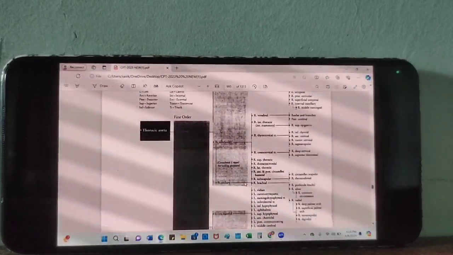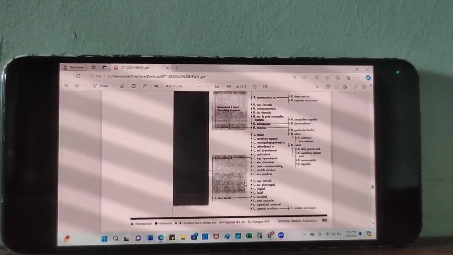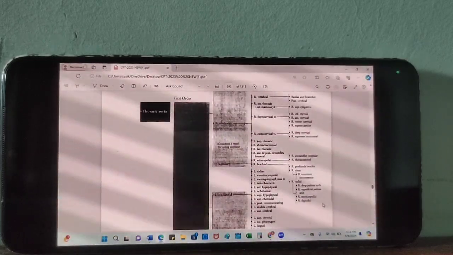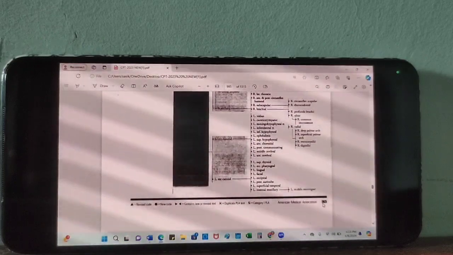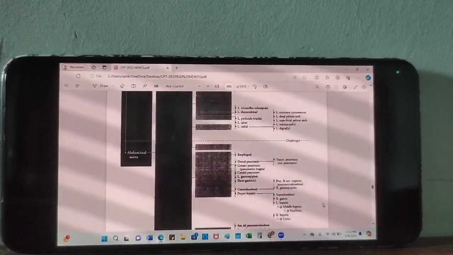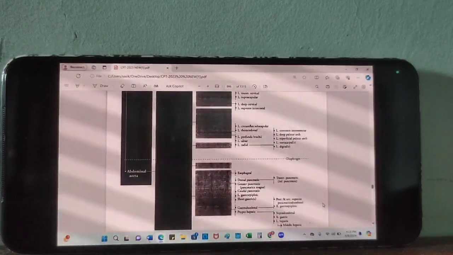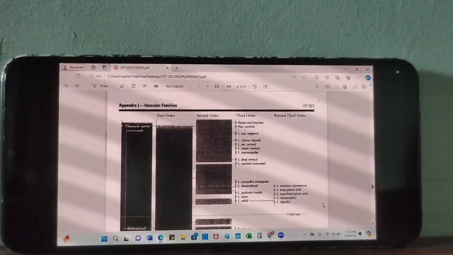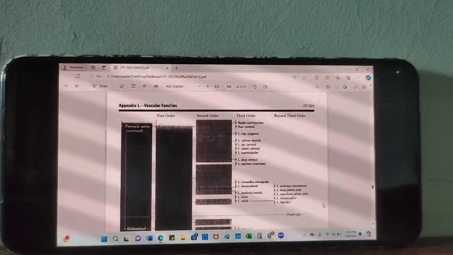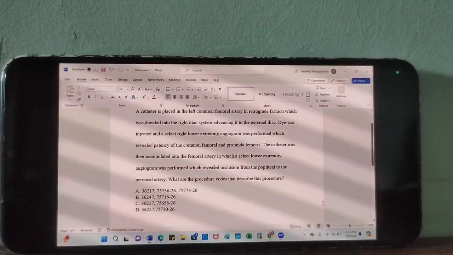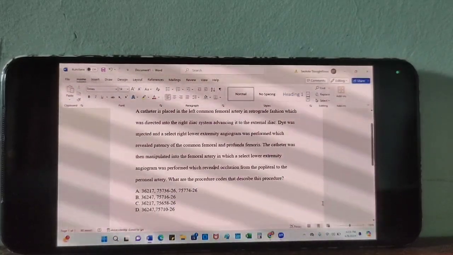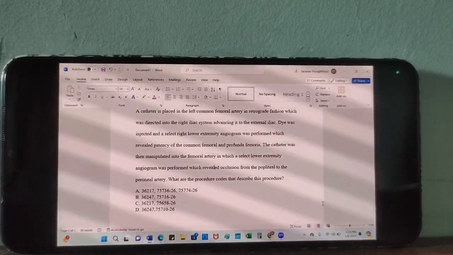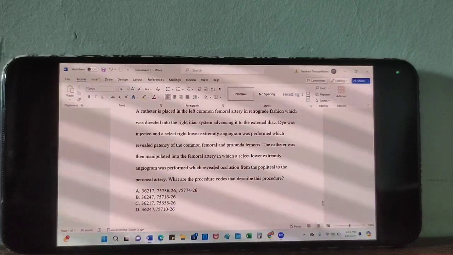965 is for Appendix A, ma'am, not Appendix L. Actually, here it is 2023, and this PDF is 2020. One minute, I will check with my book. After that, I will show you. So that is common femoral.